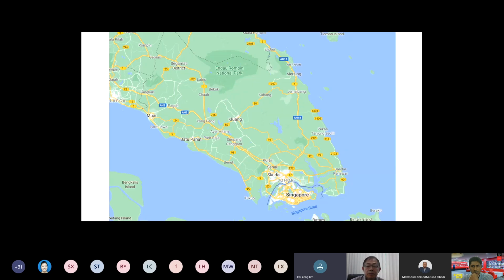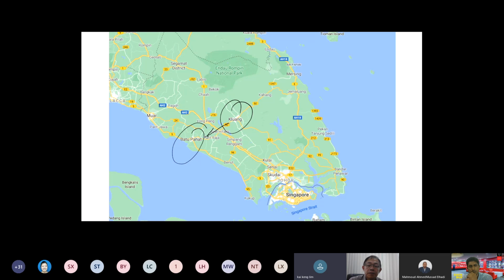Let me show you, this is the map of Johor. So where is Batu Pahat? This is the Batu Pahat area. This is the 10-year rainfall at the Klang area, because if you look back, the Klang area is here.